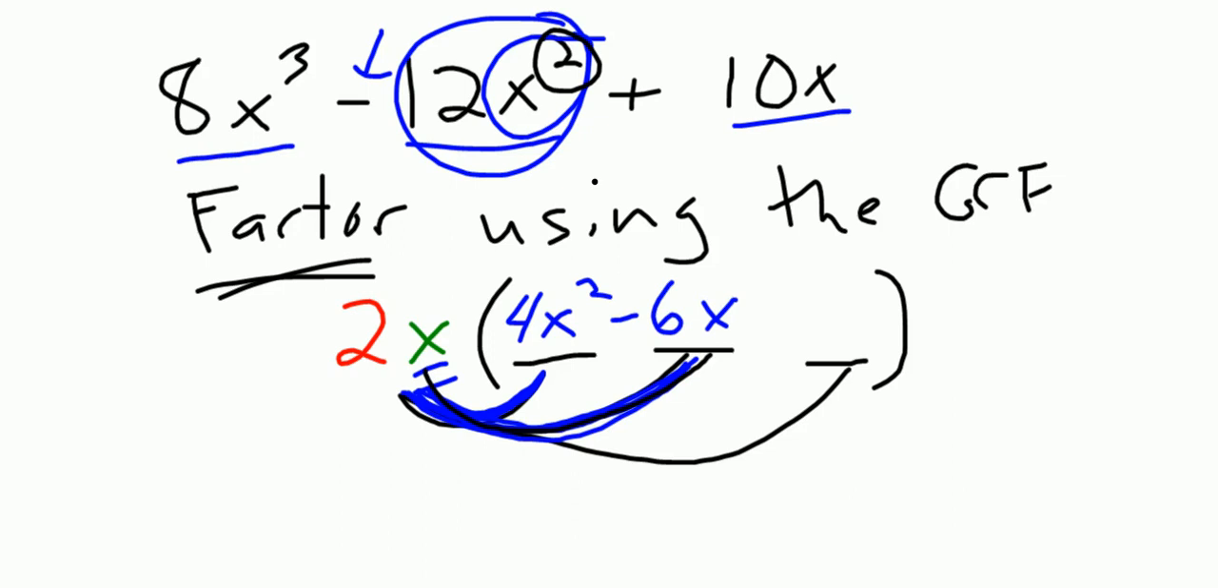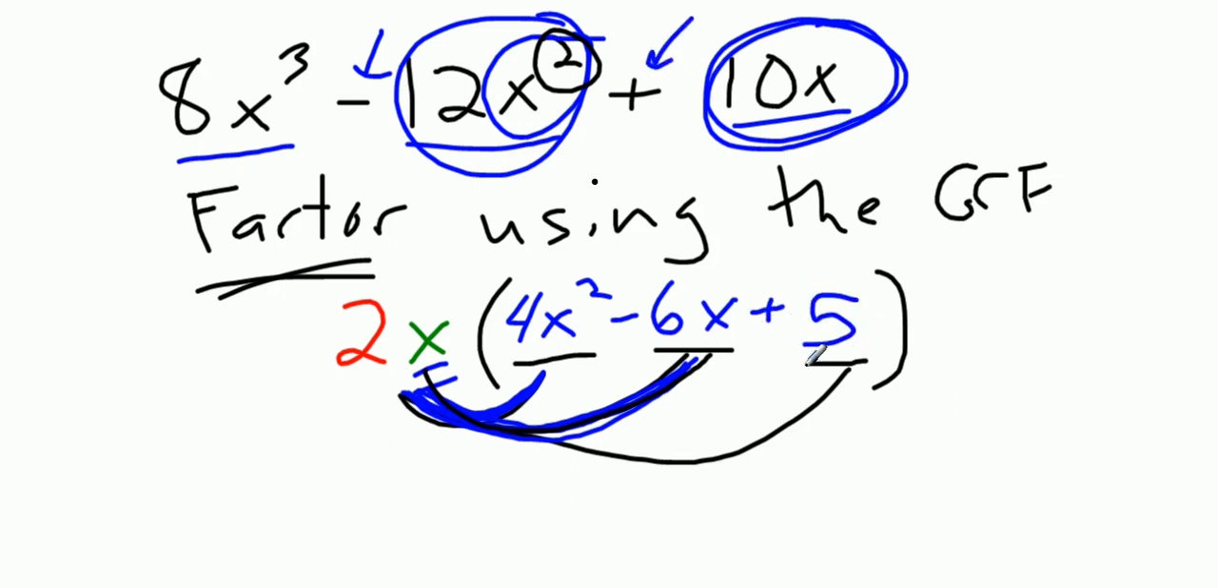Now the last thing I have to focus on is this last term over here, the 10x. It's a positive 10x, so I'm going to say plus 5 to get back to the 10, and since I already have the 1x here and the 1x here, that's all I need. So this ends up being my final answer. Let me clean some of this up so we can see the answer a little bit better.